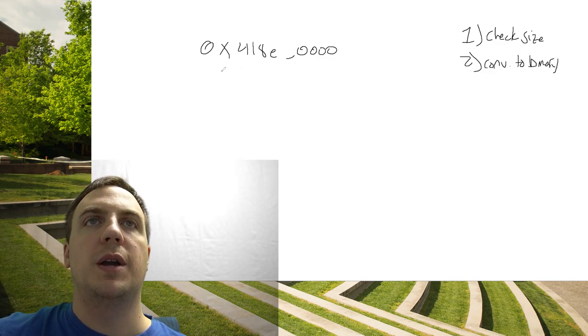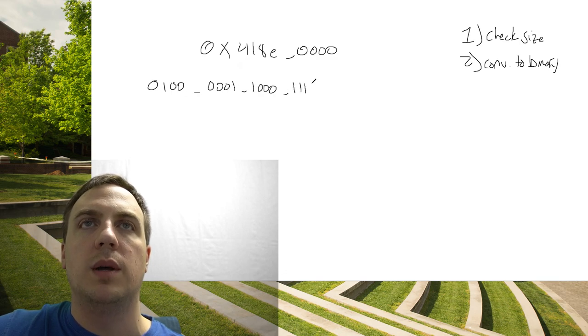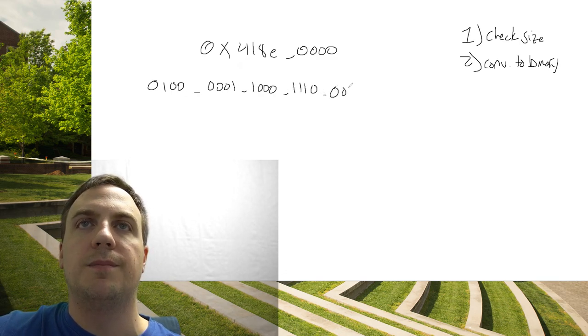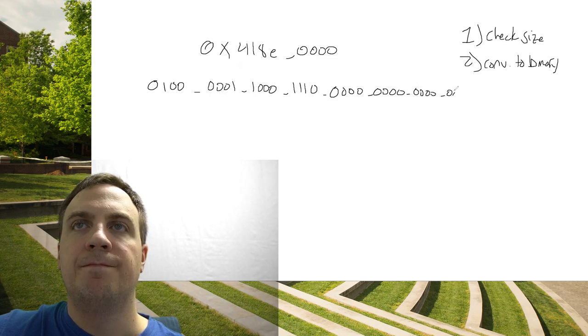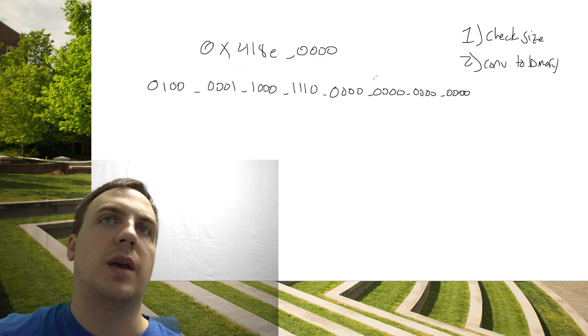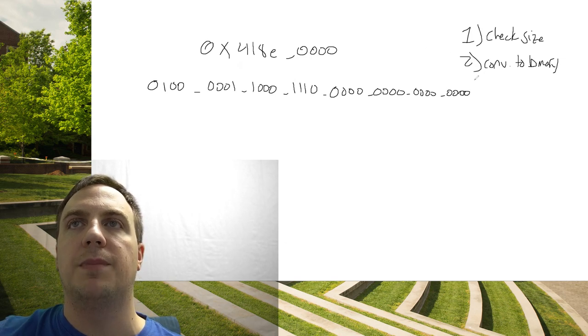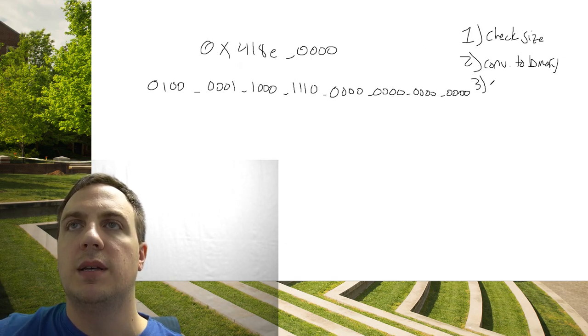Okay, so now what we want to do is convert this into binary. Well, 4 is 0100, 1 is 0001, 8 is 1000, E is 1110, and then the rest are 0. Okay, so there we go. So in this case, what we're going to do is now we have to split up the fields. So step three, split fields.